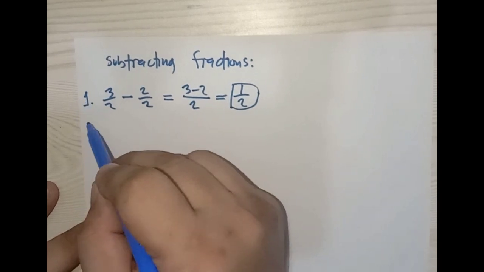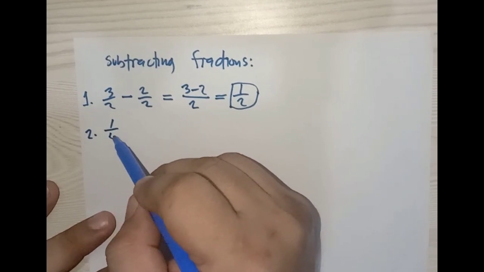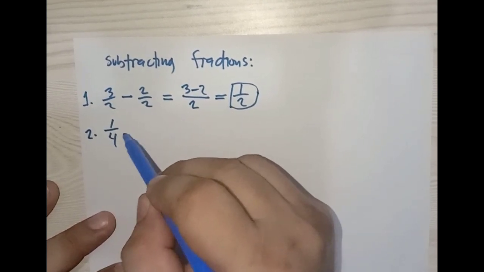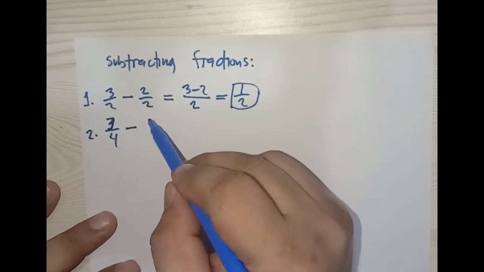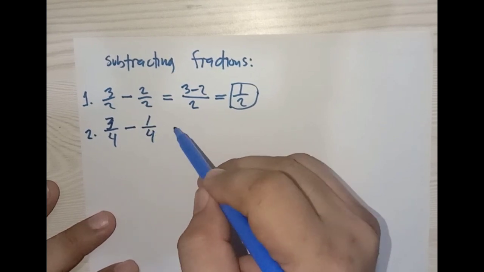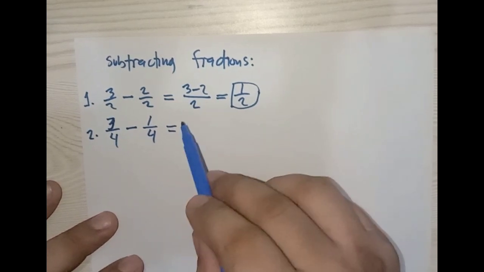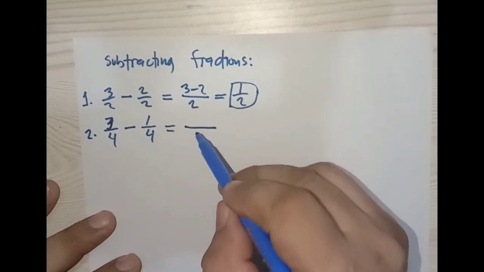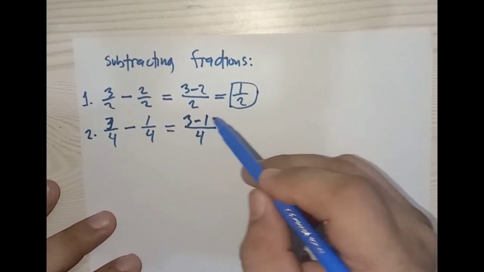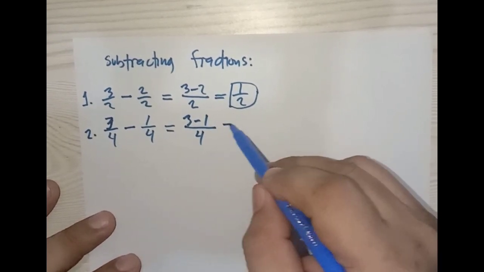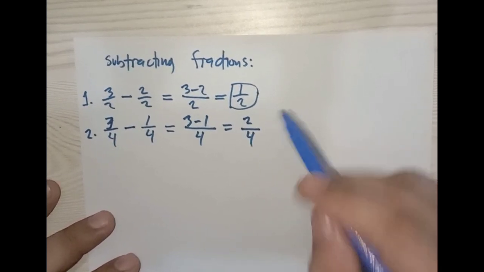Okay. Next, number 2, 1/4 at 3/4 minus 1/4. Okay? So, 3/4 minus 1/4. So, same process. Copy the denominator, which is 4, and then subtract the numerator. 3 minus 1 is equal to 2/4.